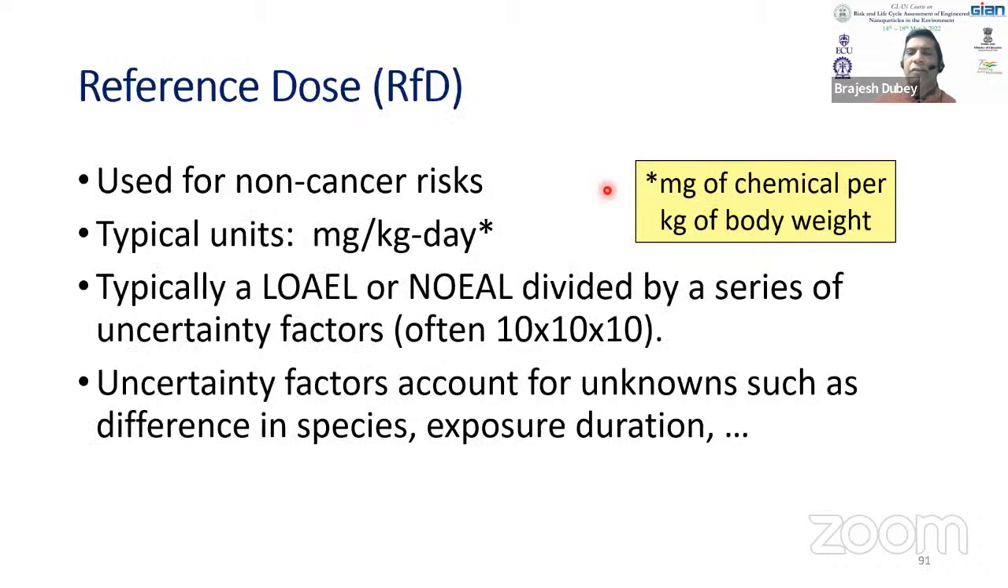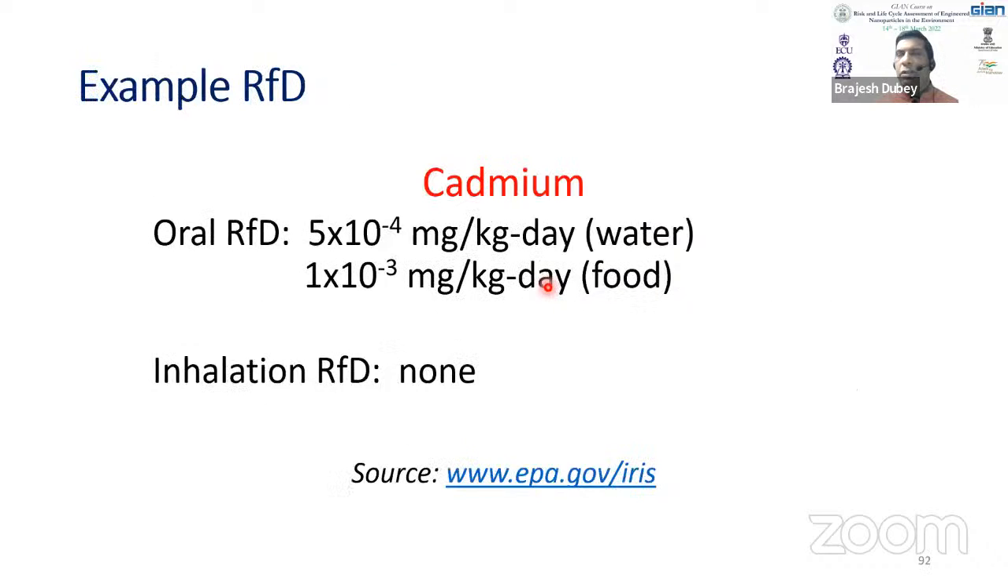So for non-cancer risk, we calculate the reference dose, in milligram per kilogram per day. We take the lowest NOAEL value and then apply a lot of uncertainty factors, because the data collected in the lab is on mice, rats, or guinea pigs, and we are trying to apply it to humans. So we apply a lot of uncertainty factors to account for unknowns that are different in the species, exposure duration, and all that. Based on that, we calculate how many milligrams per kilogram per day in terms of body weight is safe. So for example, here for cadmium, it's this much for water, this much for food.